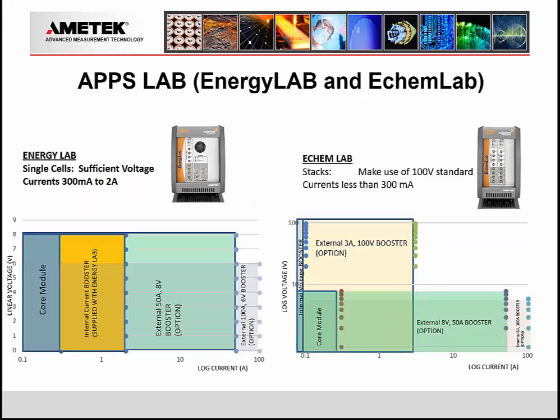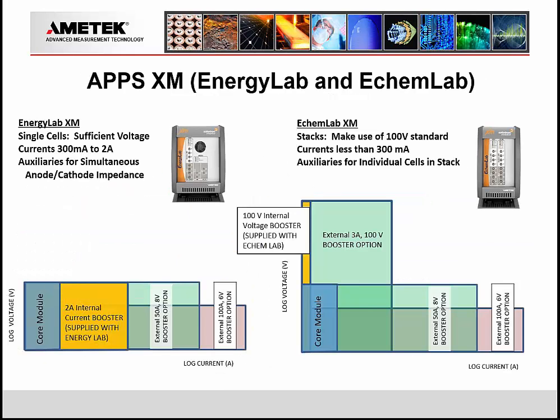So here we can see the differences of EnergyLAB and EchemLab, and how EnergyLAB has a 2 amp capability built on board, and how that allows us to test some larger single cell batteries. And then when we start talking about EchemLab, we start talking about the 100 volt capability, and that allows us to start taking some measurements all the way up on stacks. Both of these are compatible with boosters, and so we can configure that either in high current or high voltage mode, depending on your given test requirements.